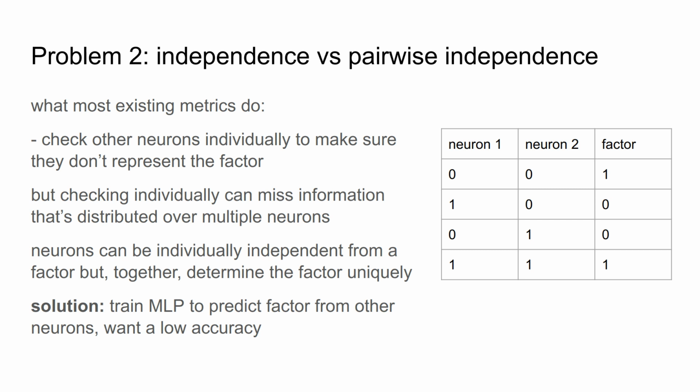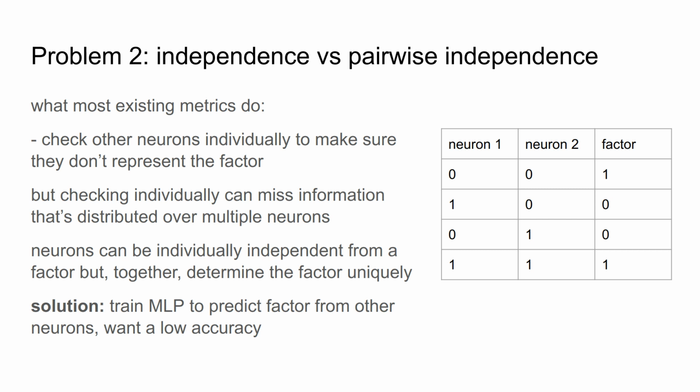So pairwise independence is not the same as independence, and you can't just check pairwise independence for each neuron with a factor. You have to check independence of the whole set of neurons with the factor. And what we do to measure that is we train an MLP to predict the factor from all the other neurons. Actually measuring mutual information in continuous values, especially with multiple inputs, is quite tricky.